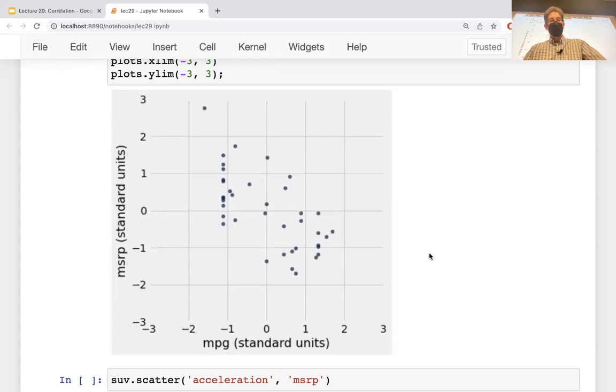Okay, so is there a car that has average fuel efficiency and average cost? Yes, that one, right, is 0, 0. Everything to the left of this is below average fuel efficiency. Everything to the right is above average. Everything above this is above average cost. Everything below it is below average cost.